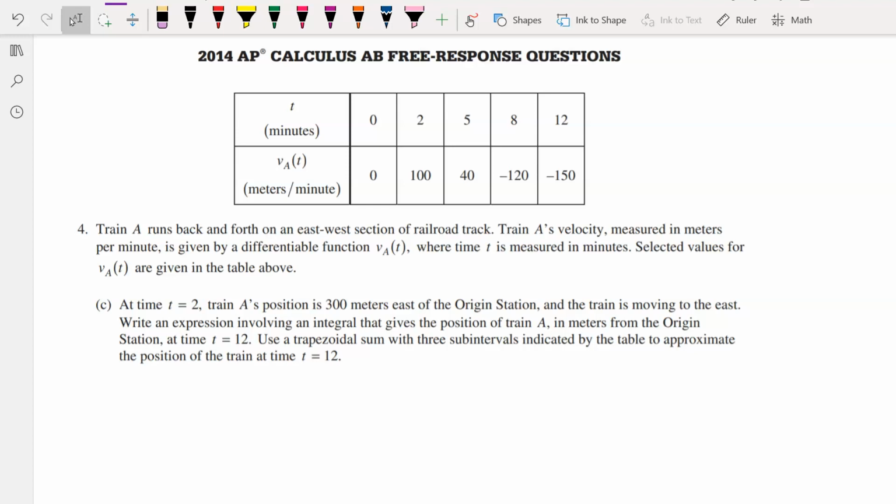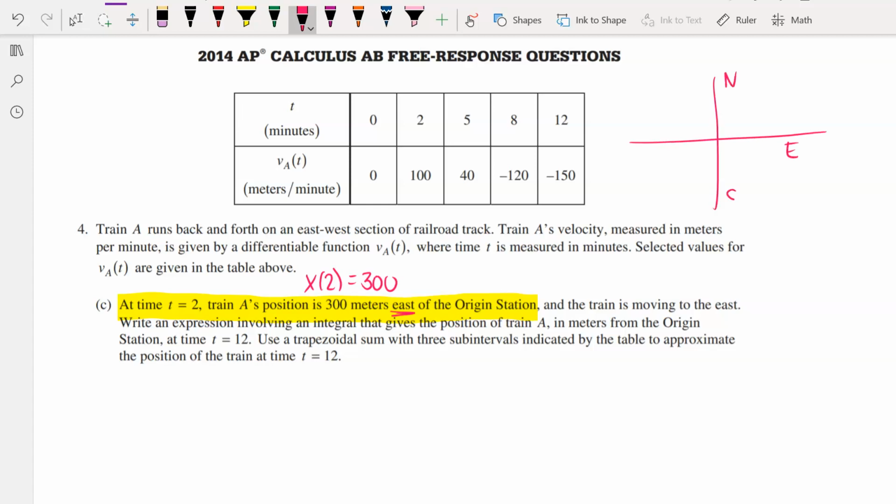Hello. In this video we're going to go over 2014 free response question 4, part C. So in this part it says at time equals 2, the train's position is 300 meters east of the origin station. This tells me an initial position of 300. I know I'm moving east from the origin station.